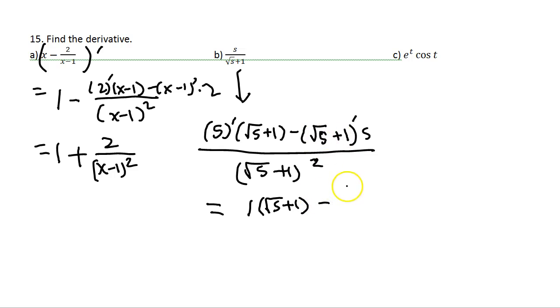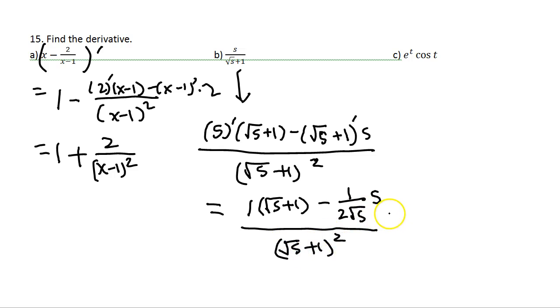Square root of s differentiates to 1 over 2 square root of s, and 1 differentiates to 0, so that's what you get replacing this prime, and then you have s, and then you have square root of s plus 1 squared. Now let's try to simplify this further.